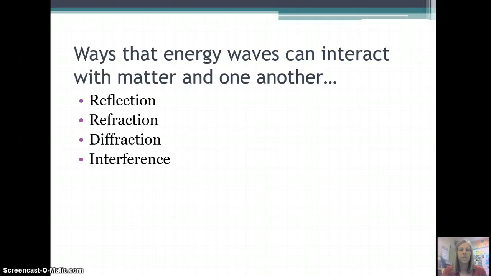Good morning, class. Now that we have studied the basics of energy waves, we're now going to move into looking at how energy waves interact with mediums and how they interact with each other. So this Part 4 notes is going to cover two of the interactions, and that is both reflection and refraction. Part 5 notes will then cover diffraction and interference.